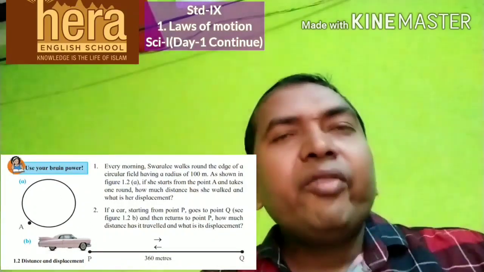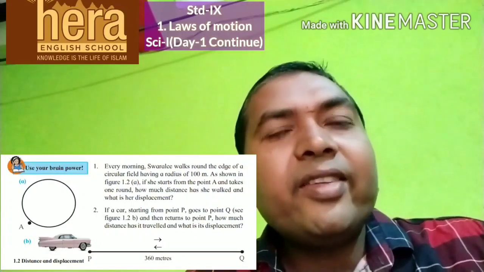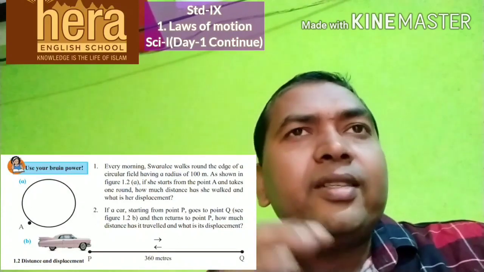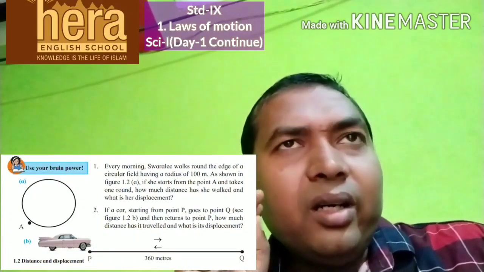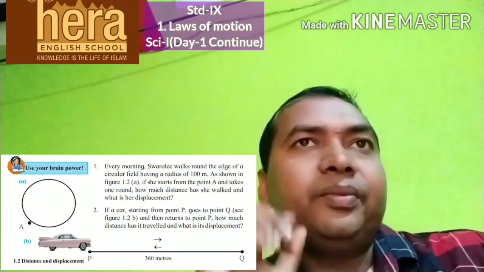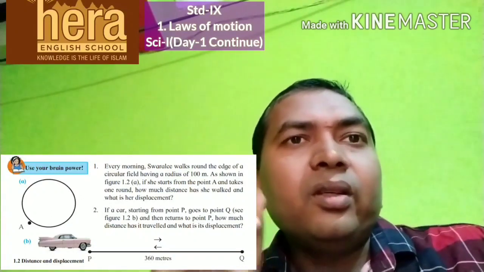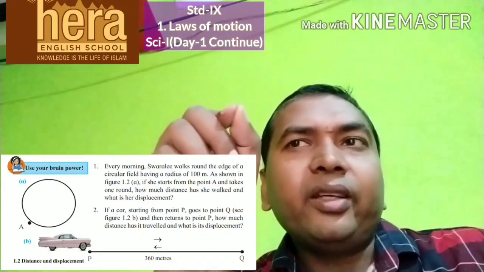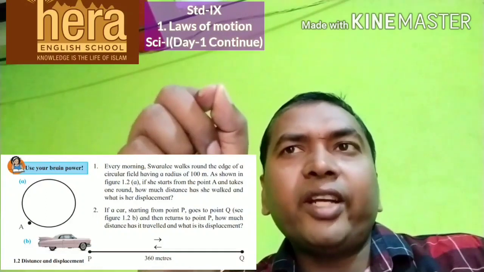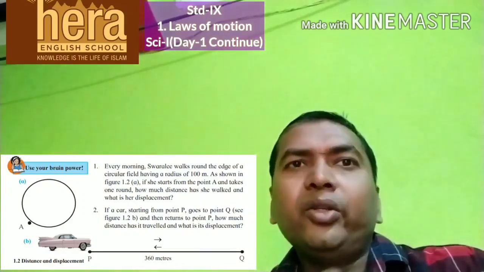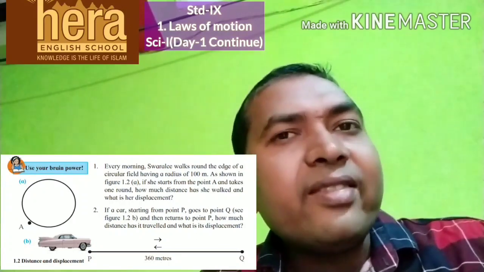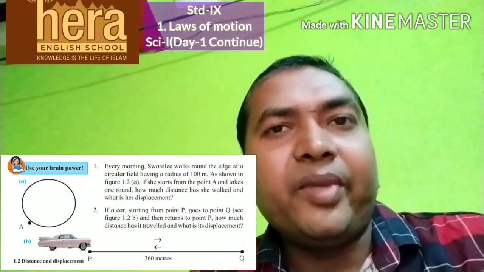One more example I want to take about distance and displacement. Just imagine an object is moving in a circular orbit. See, here is the point A. If an object starts from point A and moves in a circle from here to here and again comes back here, in this case, what will be the distance and what will be the displacement?